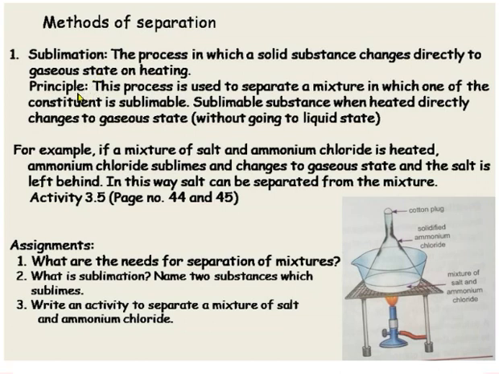What is the principle of this method? This process is used to separate a mixture in which one of the constituent is sublimable. Sublimable substance when heated directly changes to gaseous state. For example, if a mixture of salt and ammonium chloride is heated, then what happens? Ammonium chloride sublimes and changes to gaseous state, and salt is left behind.